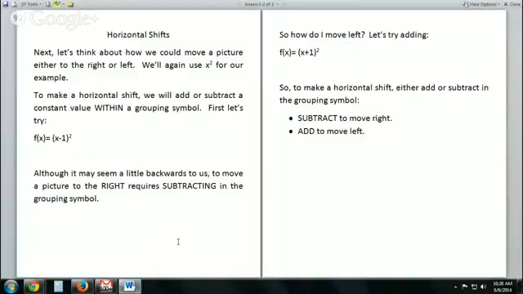So how am I going to make a horizontal shift? Let's think about how that could happen, how we could move a picture either right or left, and we're again going to use x squared as our example. To make a horizontal shift, we're going to either add or subtract a constant value within some grouping symbol. Now, since we're using x squared as our example, let's start by having a -1 inside parentheses. So we're going to do x minus 1 squared.